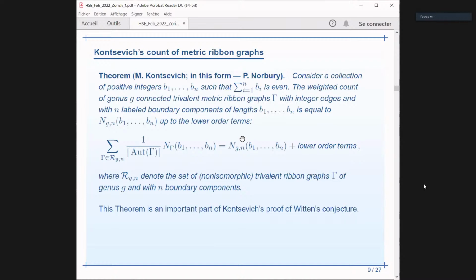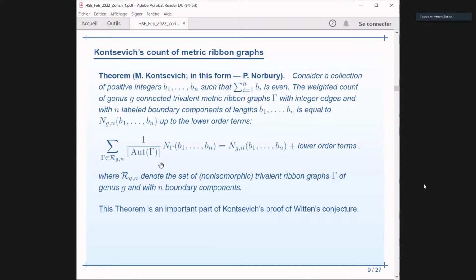So somehow when the variables b do not satisfy some parity conditions, the value is just 0. But I don't need this statement in its strongest form due to Norbury. I will need it only assuming that all these b's are large, and this polynomial N_{g,n}, which we constructed, is responsible now for the count of metric ribbon graphs.